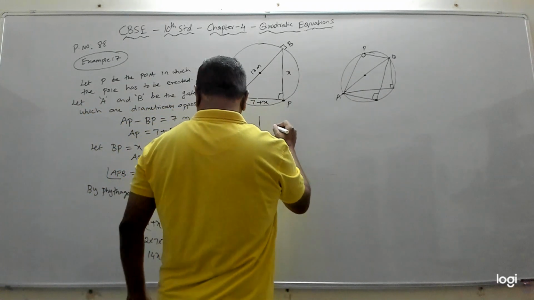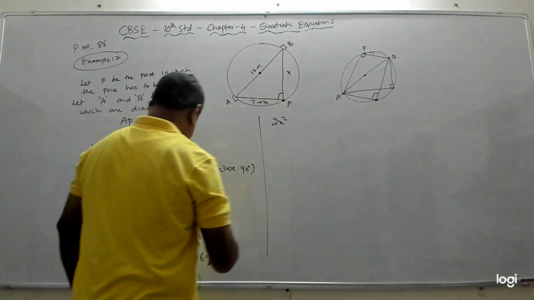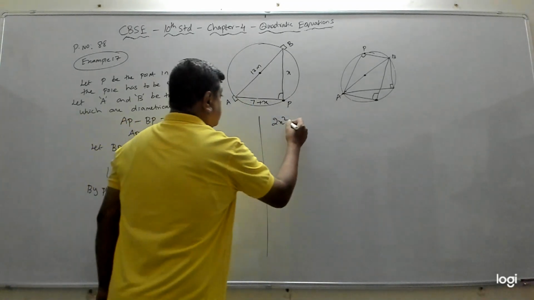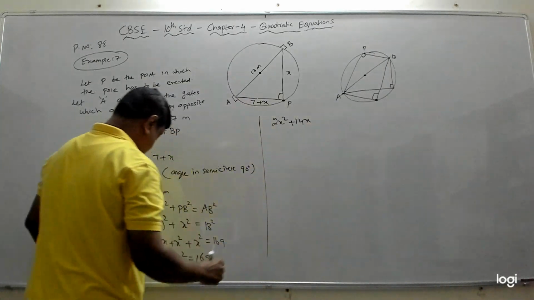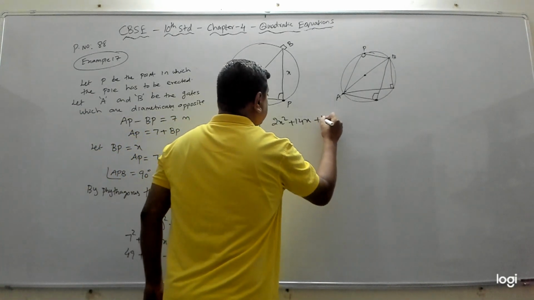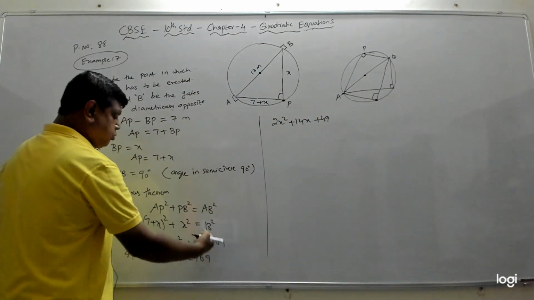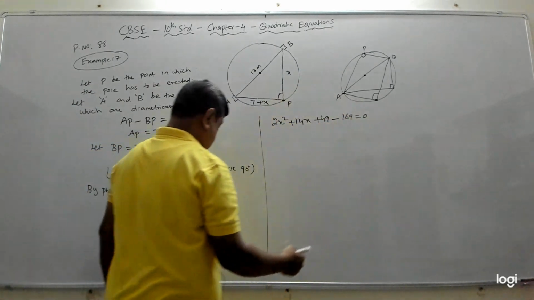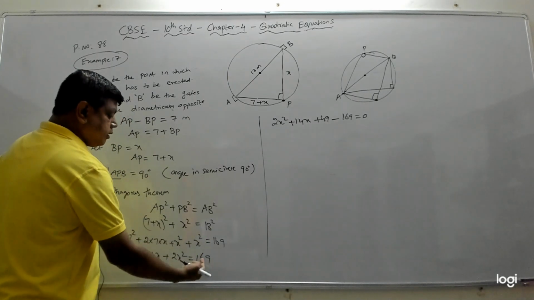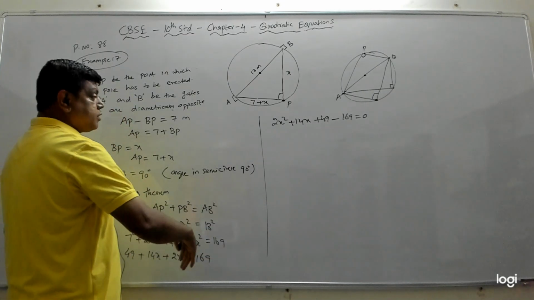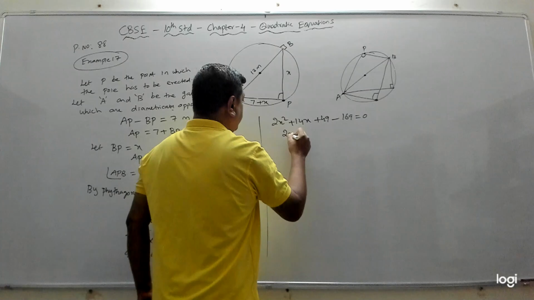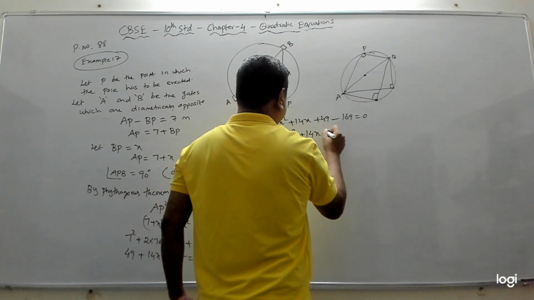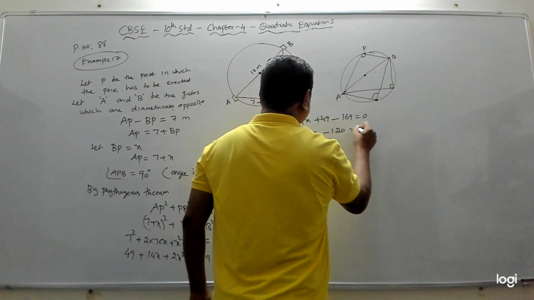So I will write 2x² first, then plus 14x, then plus 49. Then this minus 169 comes to this side. This plus 169 comes to the left side. From the RHS it is coming to the LHS, so it will become minus 169. So I will get 2x² plus 14x minus 120 equal to 0.